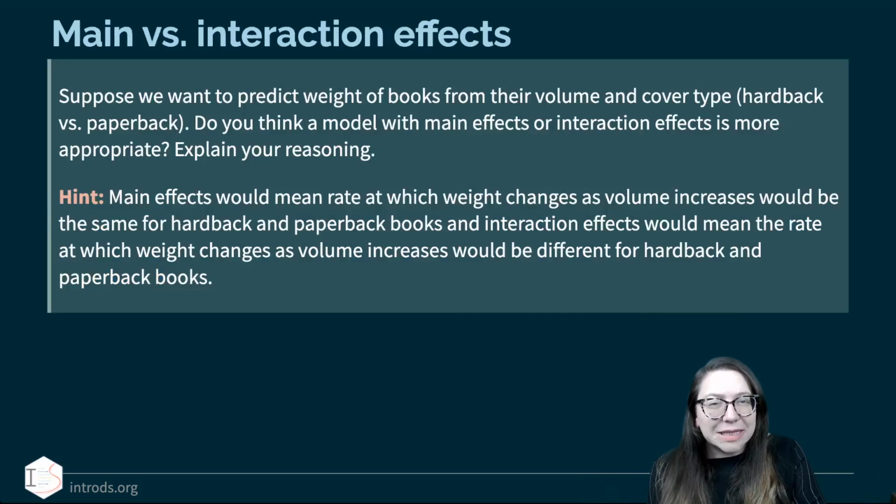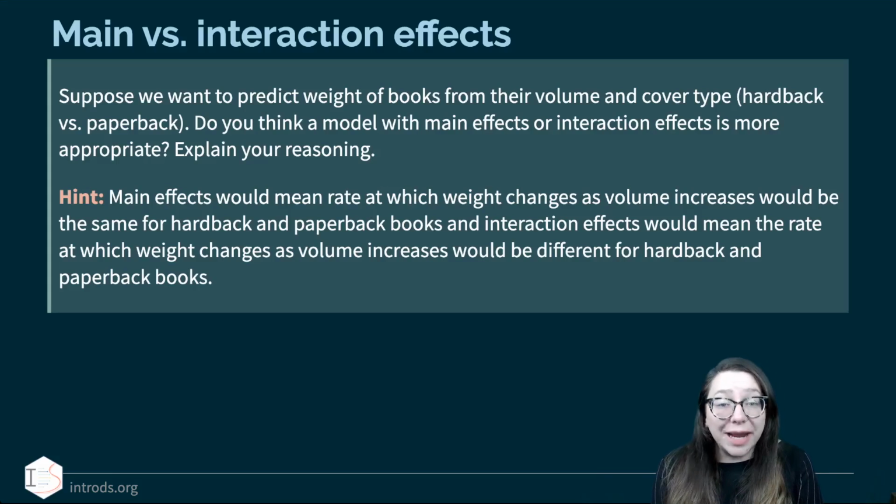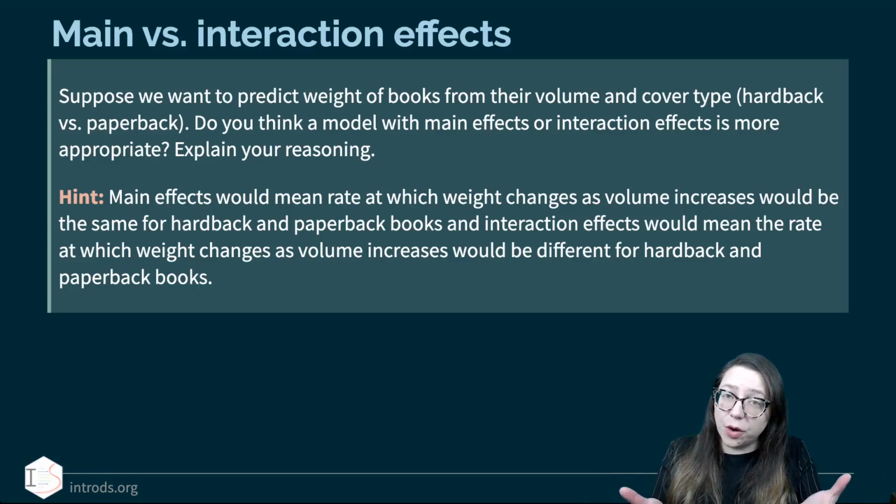So let's talk about now this notion of main versus interaction effects. Suppose we want to predict weight of books from their volume and their cover type, so hardback versus paperback. Do you think a model with main effects or interaction effects is more appropriate? So what do I mean by this? Main effects would mean the rate at which weight changes as volume increases would be the same for hardback and paperback books. And interaction effects would mean that the rate at which weight changes as volume increases would be different for hardcover and paperback books. So would we imagine that for these two different types of books, as volume grows, how much their weight grows would go at the same level or at different levels?